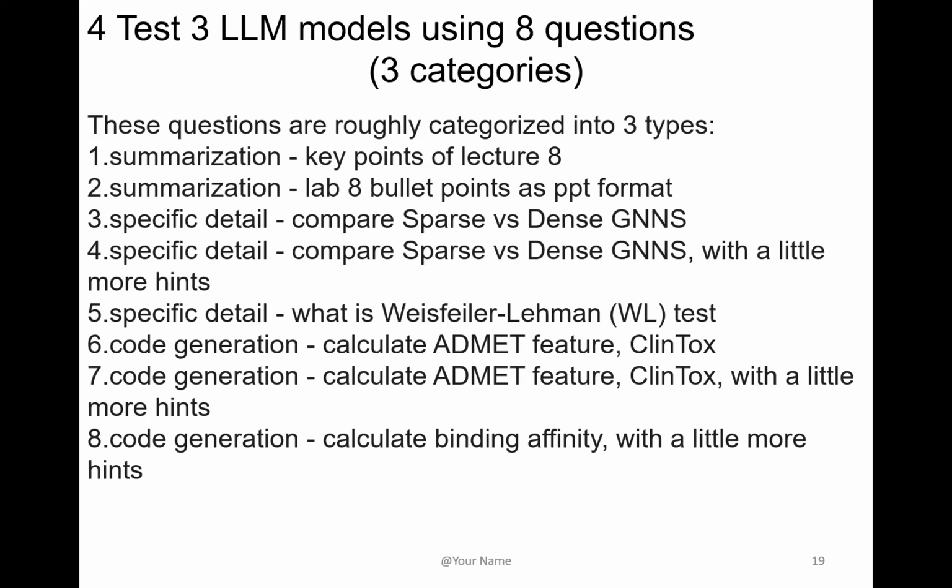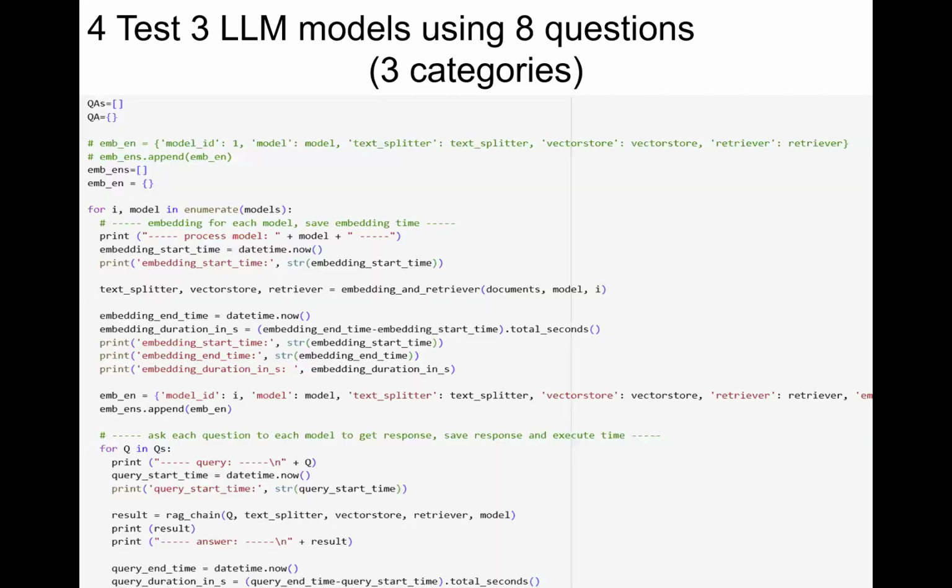Totally 8 questions, divided into 3 categories. One is summarization for the lecture and for the lab, and then we asked some specific detailed questions. And then we also asked the code generation questions. Simply, we can use 2 level loops to finish. The top level is the model, and the bottom level is all the queries.